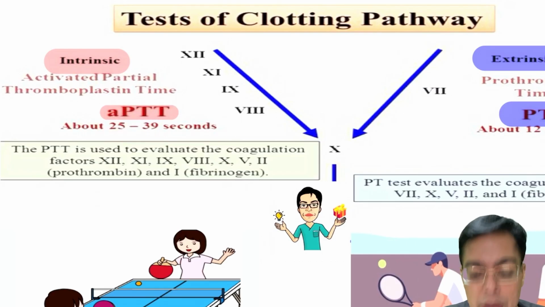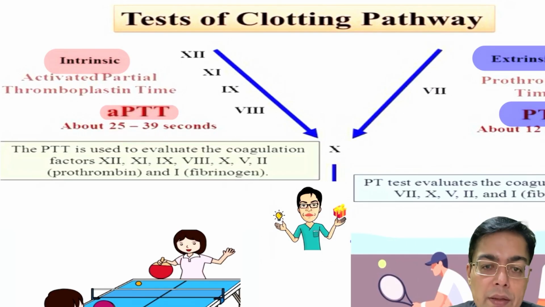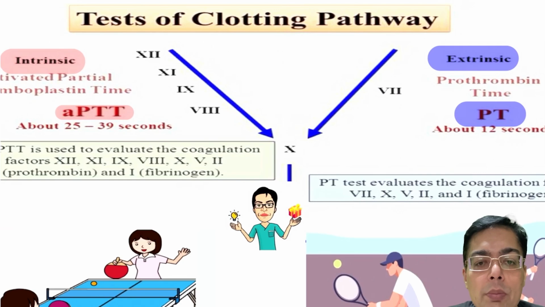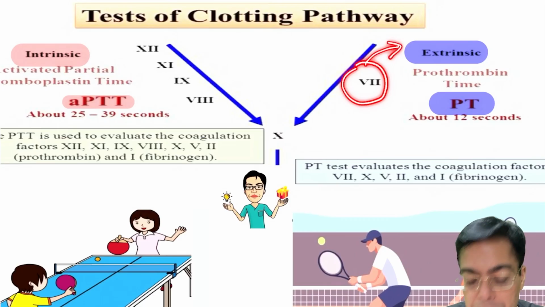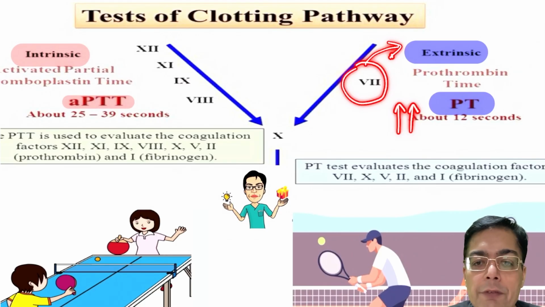What is the importance? The importance is what you need to remember over here. Whenever my patient is having a problem in, let us say, factor 7, then which pathway will be affected? Factor 7 means my patient is having a problem in the extrinsic pathway. So prothrombin time value is going to increase in such patients. My patient is having a deficiency of factor 7, so he will take more time for the clot to form, and therefore the prothrombin time value is going to increase.